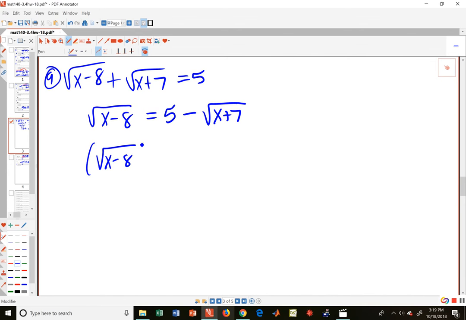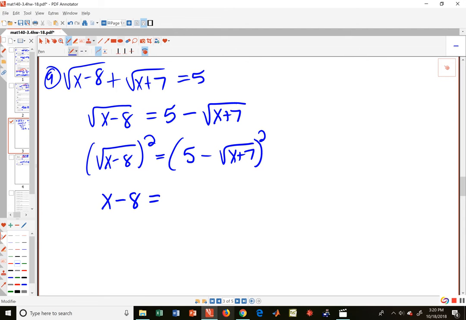All right, now we're going to square both sides. So we're going to take the square root of x minus 8, we're going to square it, and we're going to square this whole side here. And here's where the trouble comes. The left-hand side is fine. The radical goes away. Now on the right-hand side, you gotta FOIL this out. You gotta do first, outer, inner, last.